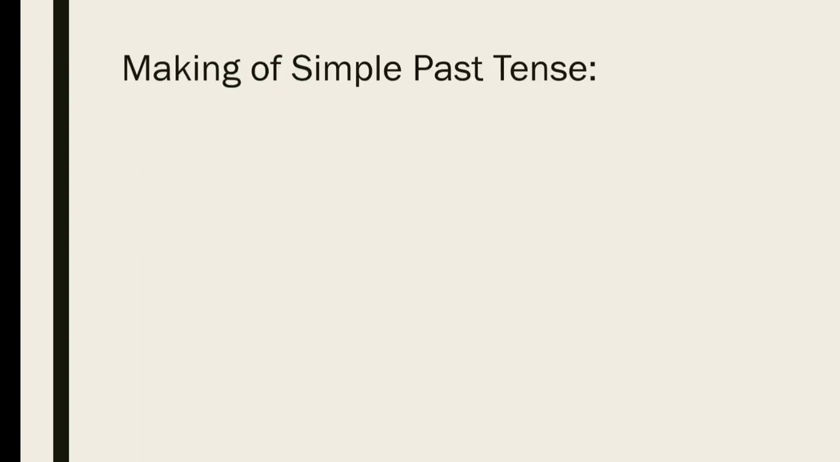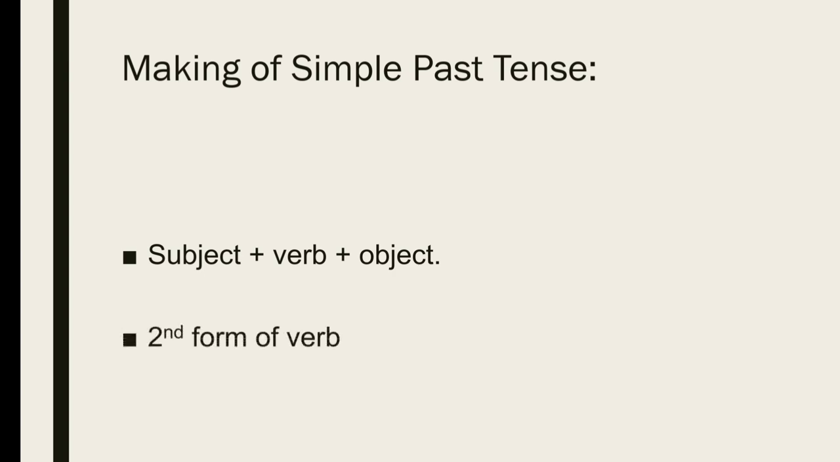Making of simple past tense. Subject plus verb plus object. There's no helping verb in it. This is subject plus verb plus object. It is just like simple present tense. Only there is one difference, and the difference is of second form of verb.